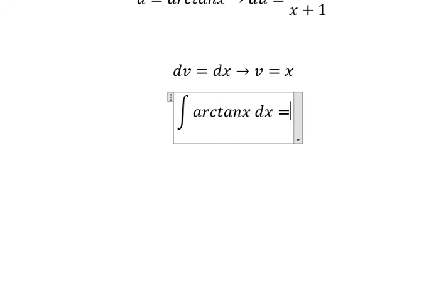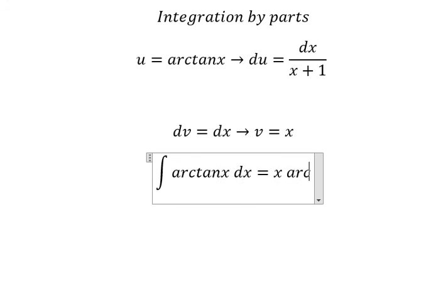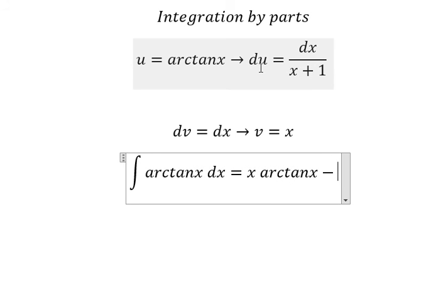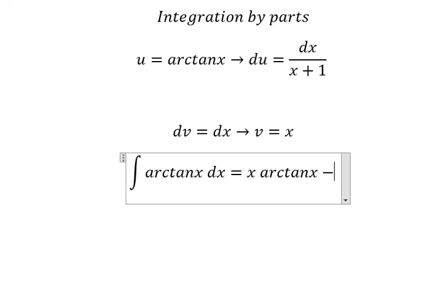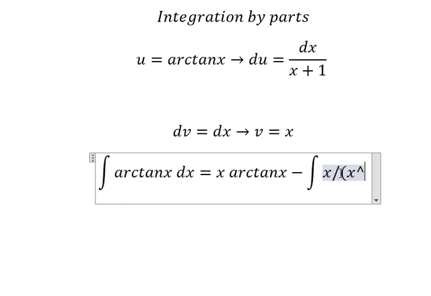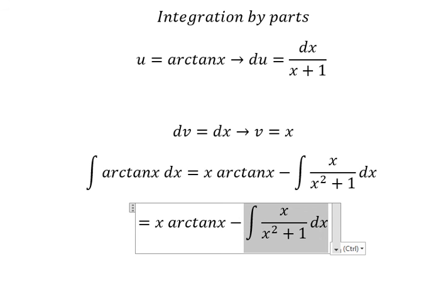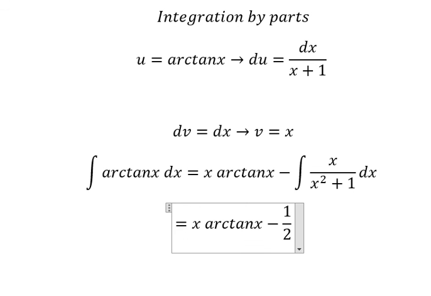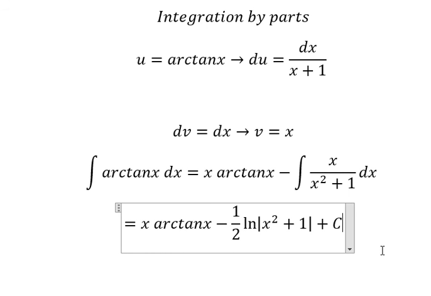So we have u multiplied by v, minus du multiplied by v. So we have the integration of s over s squared plus 1 ds. So the integration of this one, we have 1 over 2 ln of the absolute value of s squared plus 1, and I will put c.